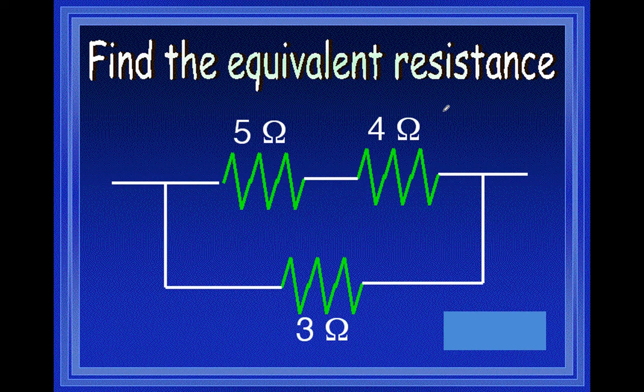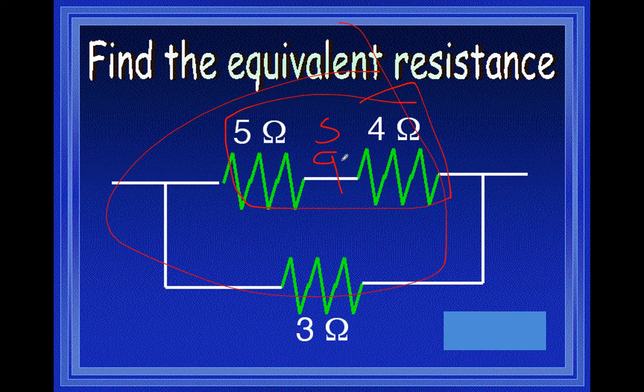Try this one real quick. Take a second, see if you can do it. All right, this right here is a series that's within a giant parallel circuit. So we do the series first and we get 9. We simplify. This is 9 ohms right here, this top part. 9 ohms, okay? But now 9 ohms is with this 3 ohms.